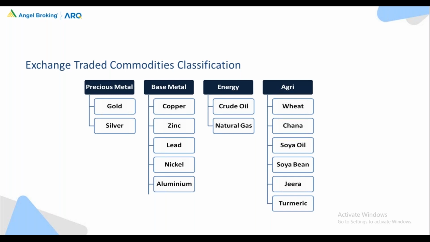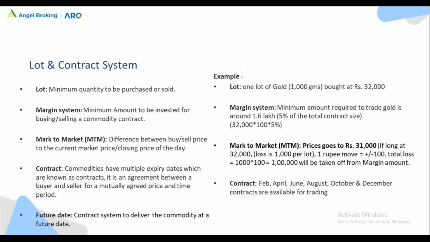Third is energy, wherein crude oil and natural gas is traded. And fourth is agri commodities, wherein wheat, chana, soya oil, soya bean, jeera, turmeric, and most of the other commodities are traded. In order to understand the intricacies of commodities, it is very imperative to understand how commodities are traded, and what are the terminologies that are used in order to trade commodities.